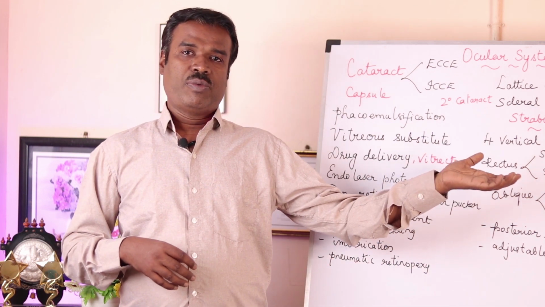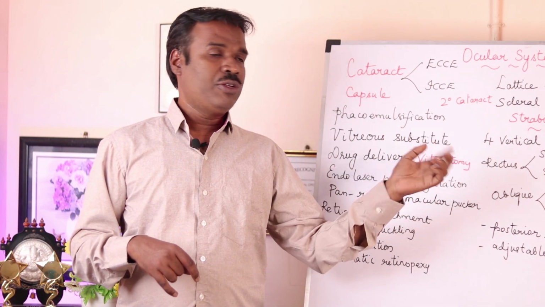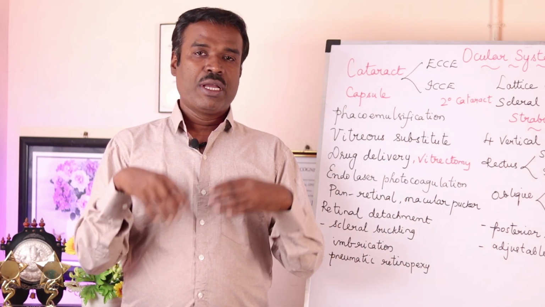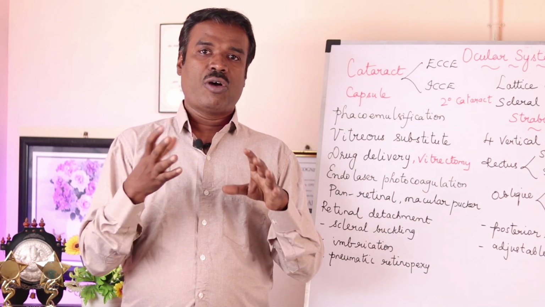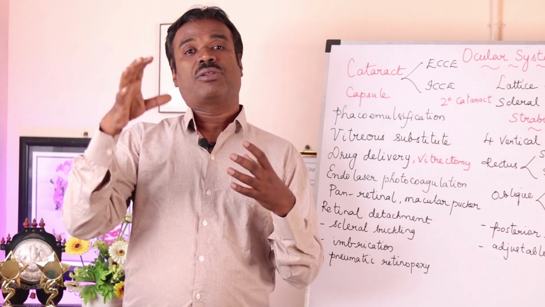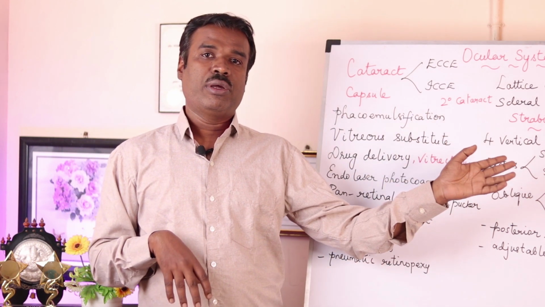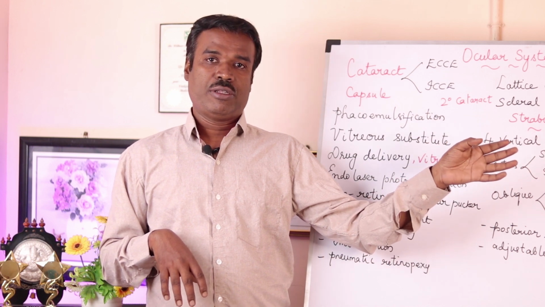So coming to squint, which is more medically called strabismus, we need to know what is the cause of squint. So in strabismus, the real cause is not within the eye, the problem is actually within the extraocular muscles.